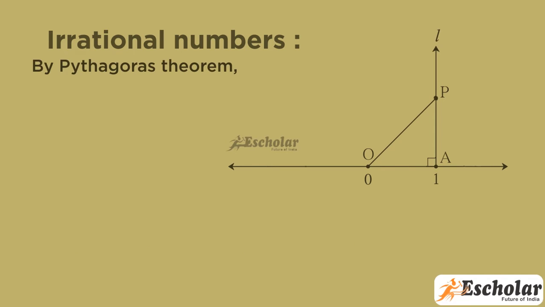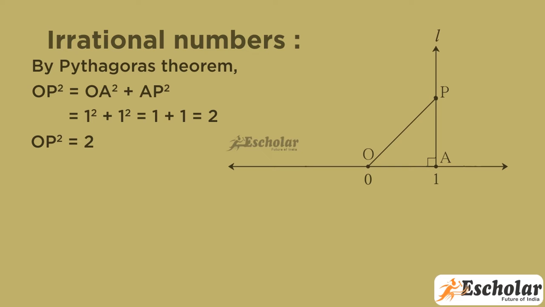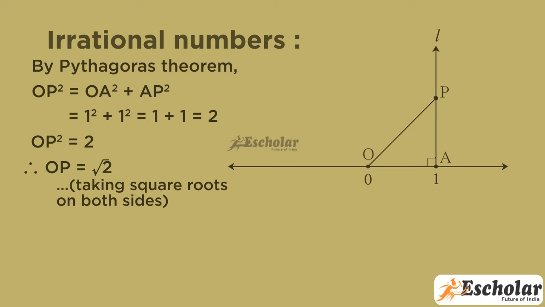By Pythagoras theorem, OP square is equal to OA square plus AP square, is equal to 1 square plus 1 square, is equal to 1 plus 1, is equal to 2. OP square is equal to 2. Therefore, OP is equal to root 2, taking square roots on both the sides.